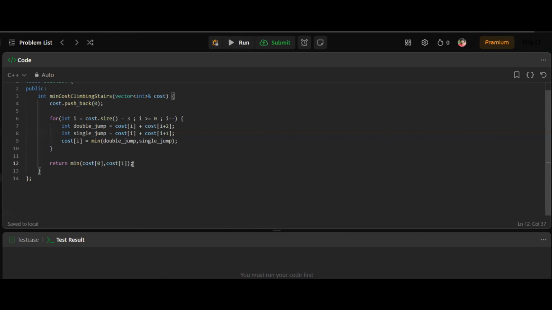Now, let us understand the time and the space complexity of this program. The time complexity of this program is big O of n, where n is the number of nodes or the size of the vector, and the space complexity of this program is also big O of n, because we have to take a cost vector or dp vector to store the values.